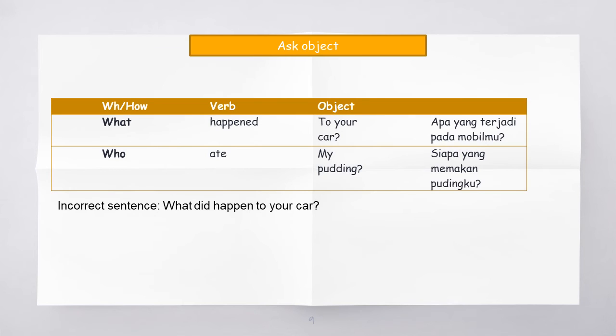The sentence is incorrect because this sentence does not have a subject, and you don't need to add the auxiliary verb.